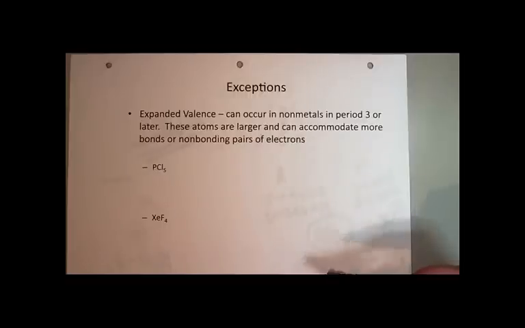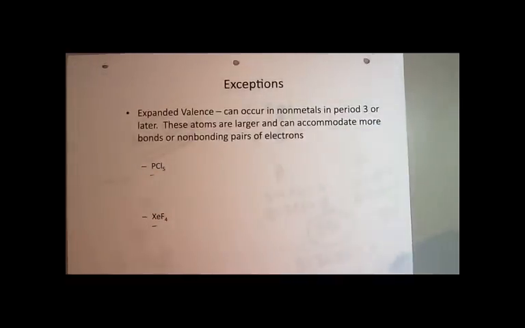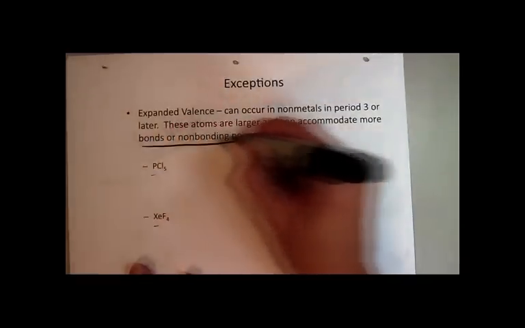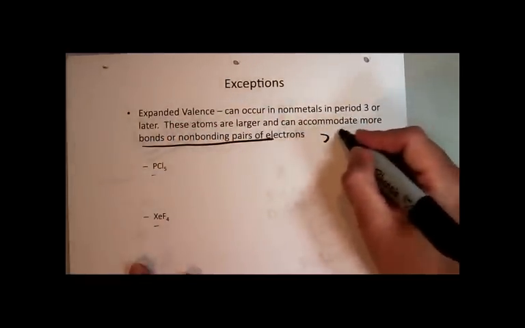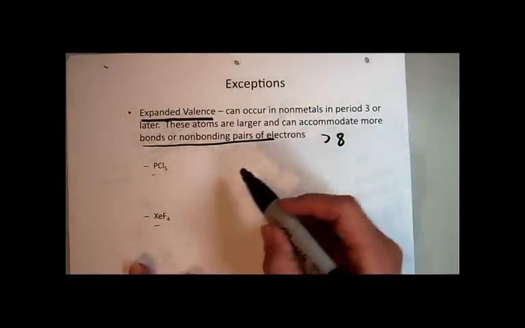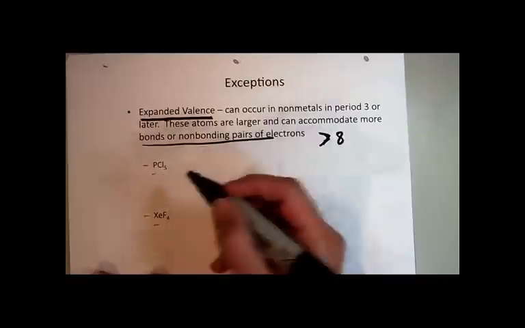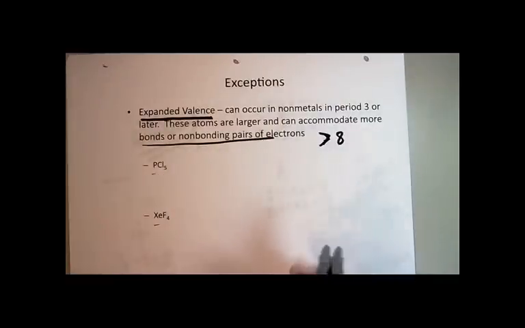So we're looking here at the central atom, and when the central atom gets larger, it doesn't have to, but it can accommodate more bonding or non-bonding pairs of electrons. And when I say more, I mean greater than 8. So it's called an expanded valence. The valence shell of the central atom can have more than 8 electrons. Here's an example: phosphorus pentachloride.